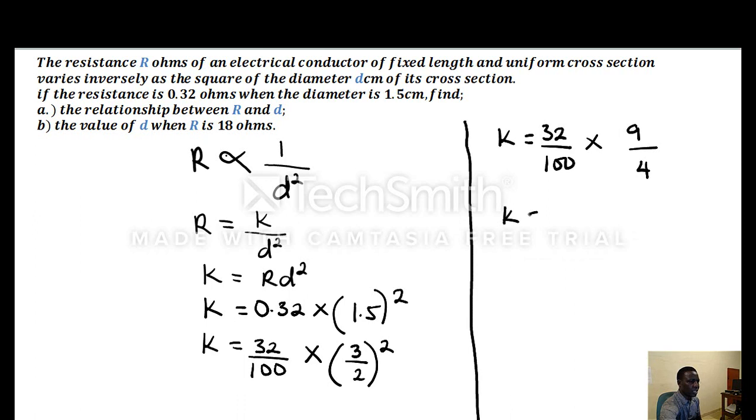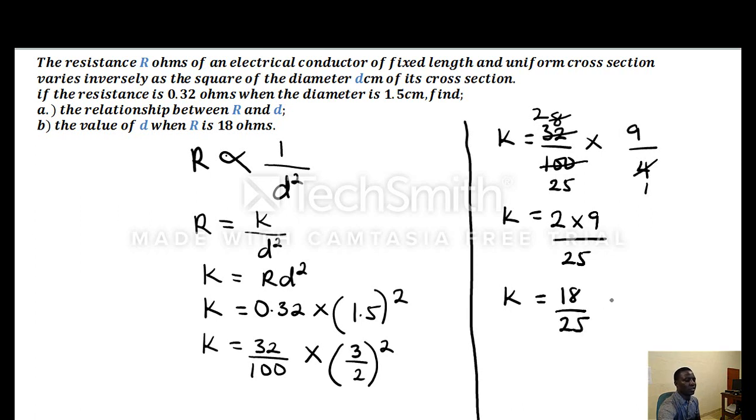This is going to give me K is equal to, I'm going to simplify, 4 into itself is 1, 4 into 32 is 8, and something can still go. 4 into 8 is 2, 4 into 100 gives us 25, and this is going to be K is equal to 2 times 9 divided by 25. K is equal to 2 times 9 is 18 divided by 25. So I have gotten my value of K to be 18 over 25.